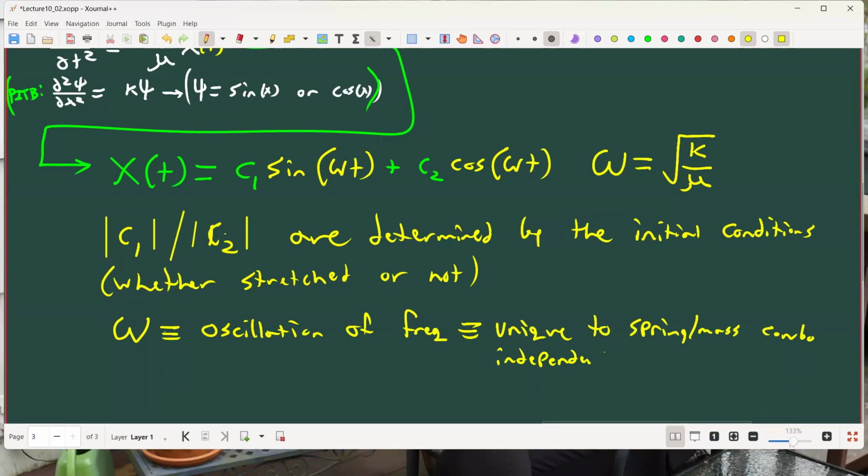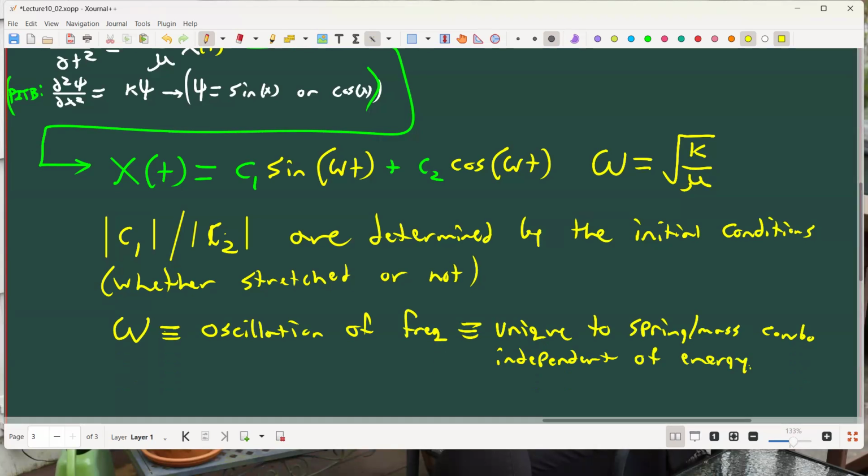Independent of energy. It doesn't matter how much energy I put into that spring, it oscillates at the same frequency regardless, as long as I have the same mass on.